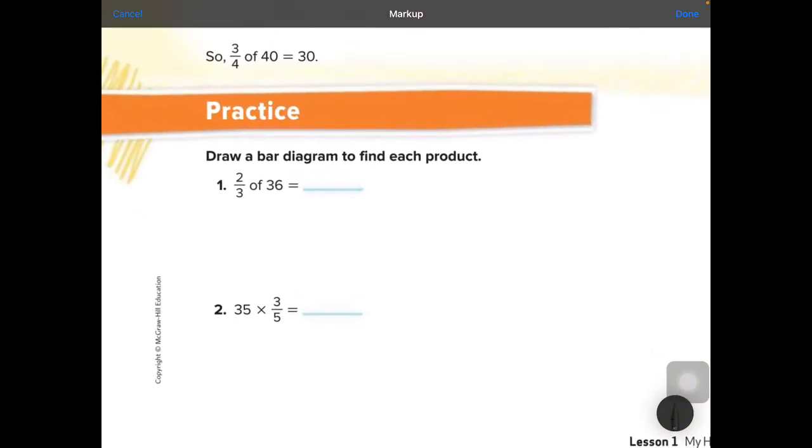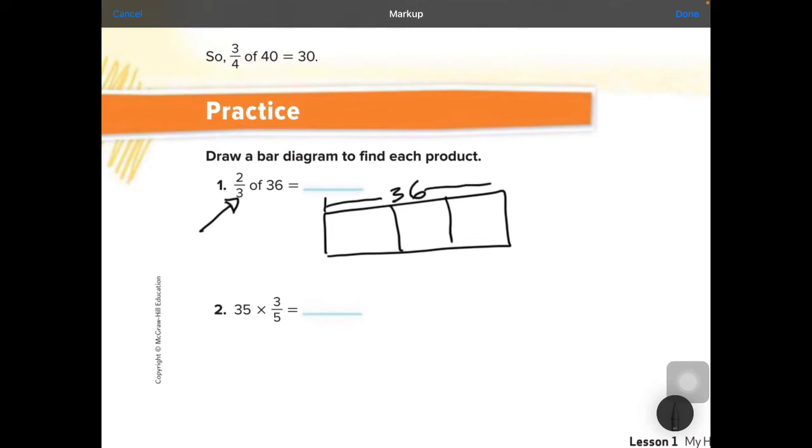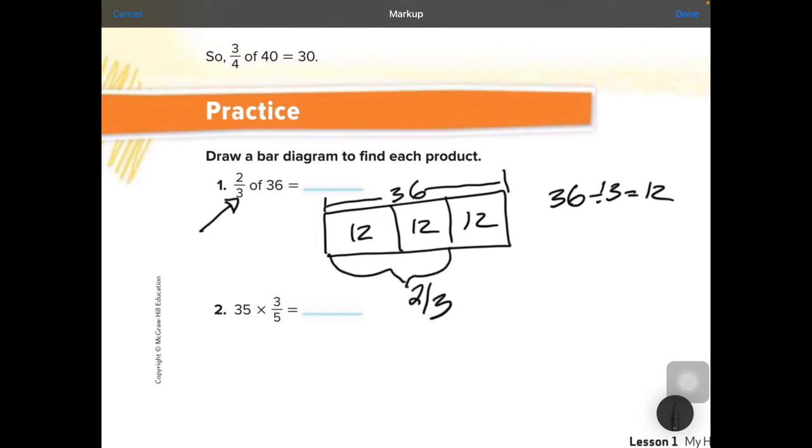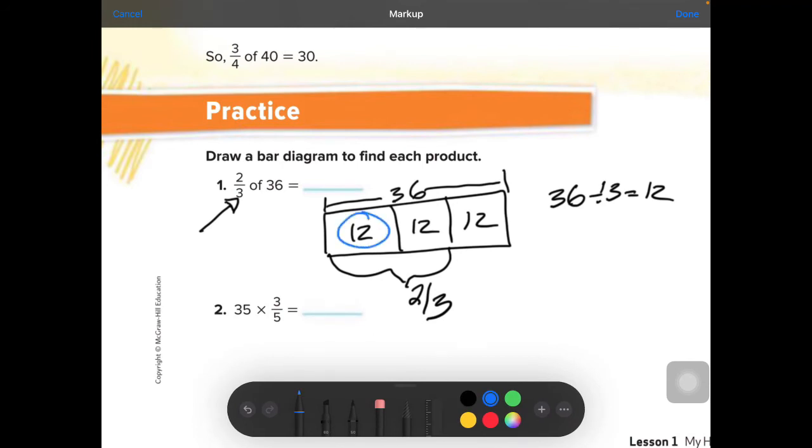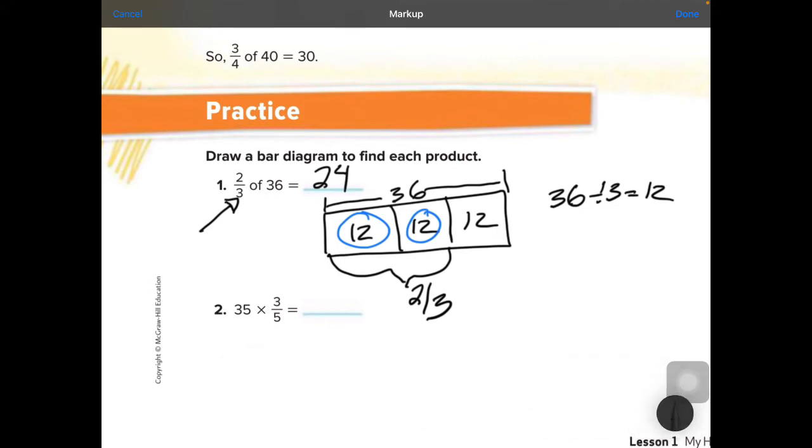Okay, now we are doing diagrams. So here we have 2/3 of 36, and we need to realize that our diagram is going to have 3 boxes in it because that's what the denominator says. So 3 boxes, and the total is going to be 36 that everything in the boxes adds up to be. Now if I'm going to do 36 divided by 3, I'm going to put 12 in each of these boxes. And it wants to know 2/3. So I'm going to add this 12 and this 12 together, and that's going to make 24.